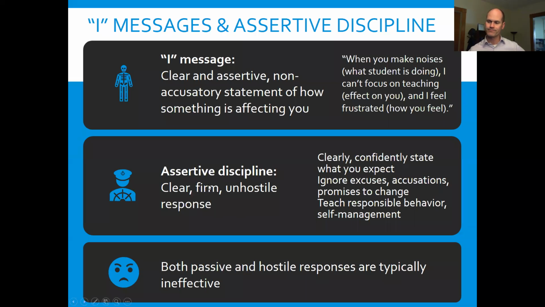Assertive discipline is the idea of developing a method for discipline that's not hostile. One way that people do assertive discipline is, if a student is misbehaving, instead of calling the student out or singling them out and saying, hey, knock it off, they'll turn around and write their name on the board. And that sends a message to the student that they are under the radar. They're under the watch of the teacher.